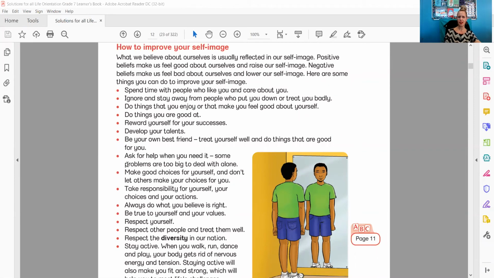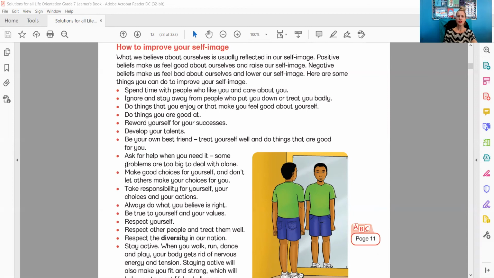So maybe you're not feeling that great about yourself, or maybe you are, but in certain areas you're not. Let's have a look how we can turn some of the negatives into positives. All right, spend time with people who like and care about you. Don't spend your time with people who treat you badly, they ignore you, they make you feel less than. If you're with people that like you and respect you, you'll feel better about yourself.